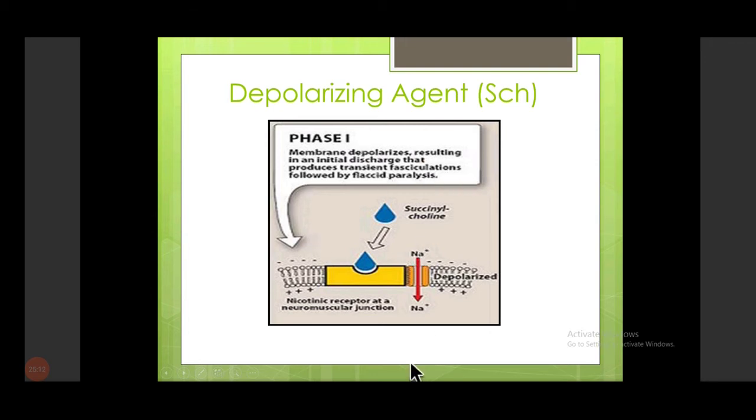And since the sodium channels are open for a longer duration of time, there is persistent depolarization which is happening, and initially it would be manifested as fasciculations followed by flaccid paralysis. Why? Because irrespective of the repolarization status of the membrane, the calcium moves back inside the sarcoplasmic reticulum in a time-dependent manner. So, it manifests initially as fasciculation followed by flaccid paralysis.